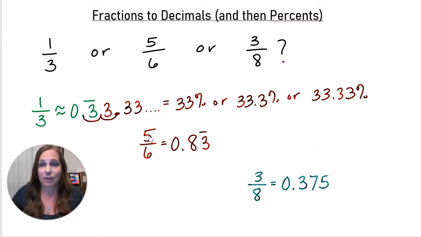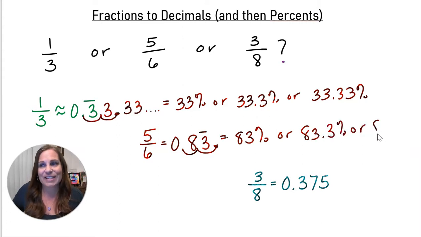For this second number, 5/6, we got 0.8 and just the 3 repeated, right? So if I move this decimal point 2 places to the right, that gives me 83%, or if I need to keep going, 83.3, or you guessed it, 83.33, right? It just depends on how many decimal places I need to round to for the question that I'm working on. And then this last one, 3/8, I move the decimal 2 places to the right, and I get 37.5%.